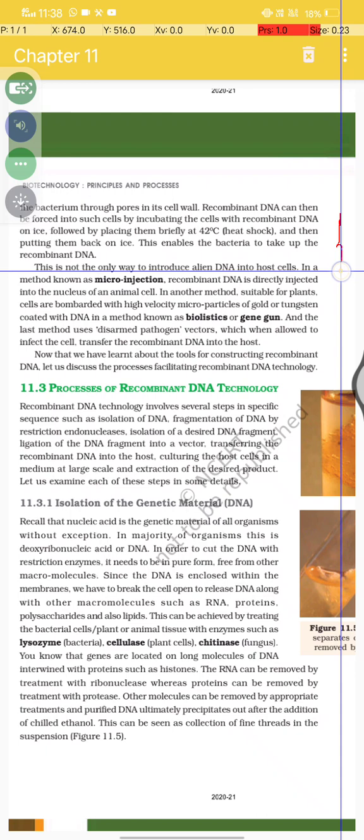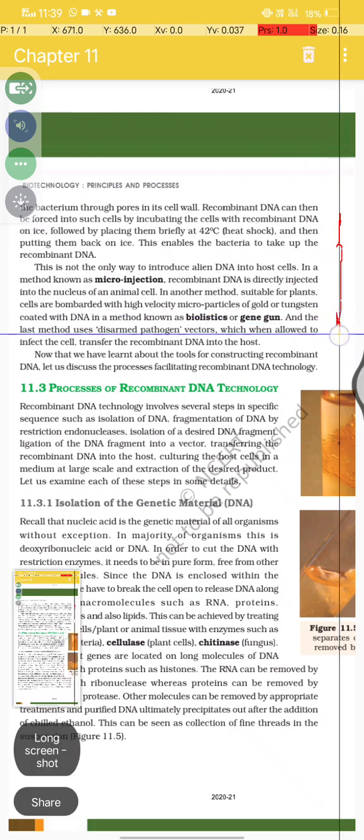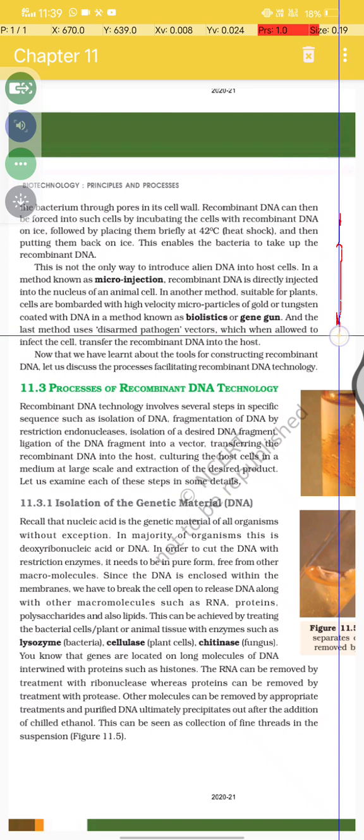This is not the only way to introduce recombinant DNA into the host cell. In a method known as microinjection, recombinant DNA is directly injected into the nucleus of an animal cell. In another method suitable for plant cells, cells are bombarded with high velocity microparticles of gold or tungsten coated with the DNA. This method is called biolistic gene gun. This is very important from the point of view of the examination because it's a completely unique question. And the last method uses disarmed pathogen vectors, which when allowed to infect the cell transfer the recombinant DNA into the host.